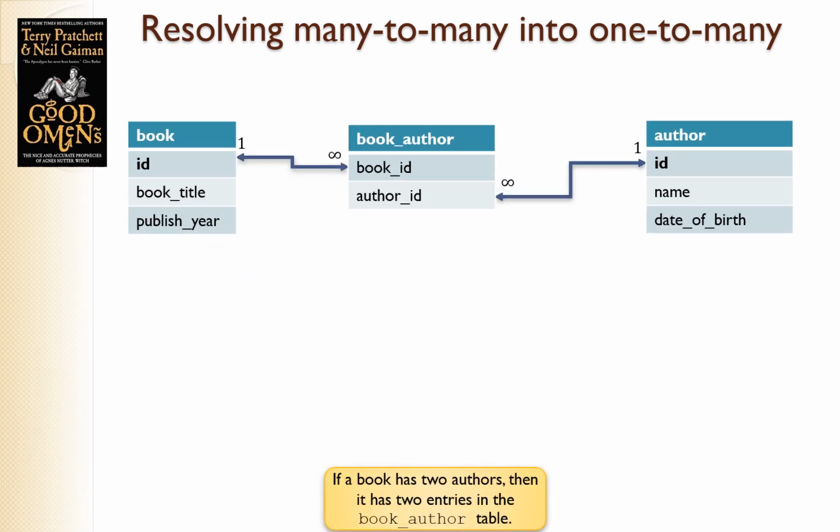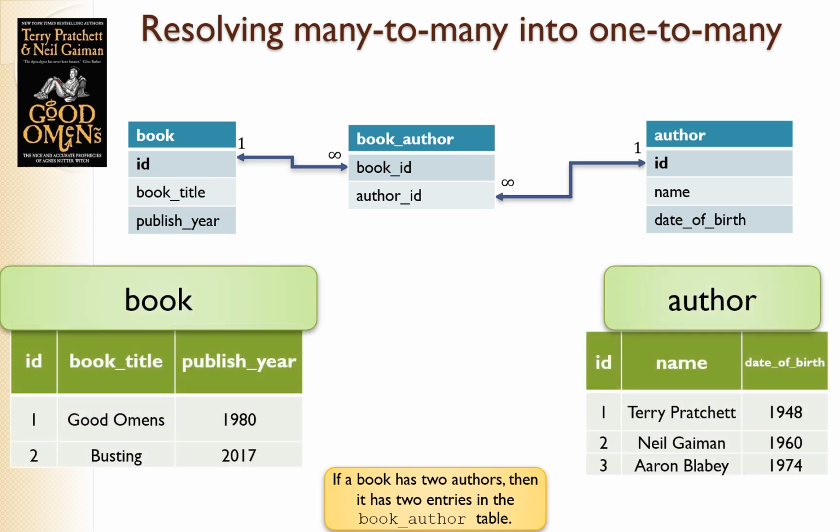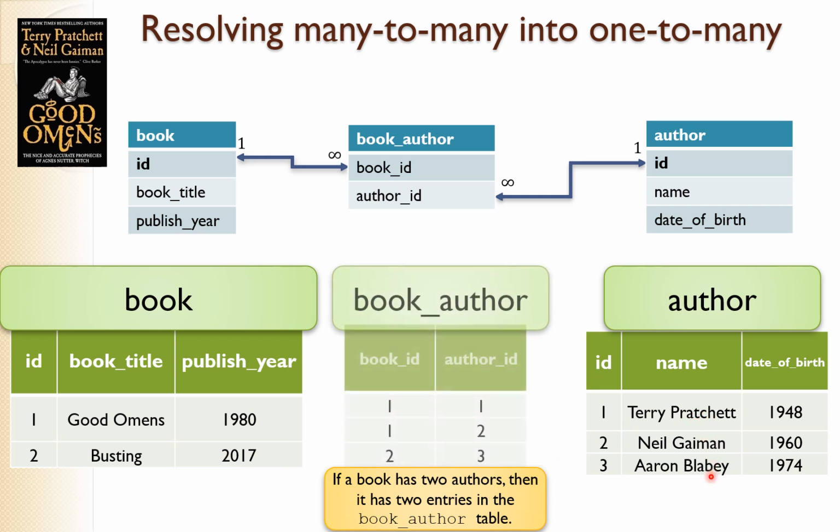So we have books and we have authors. Book number 1 is Good Omens. Book number 2 is Busting. Author number 1 is Terry Pratchett, and so on. The book author table looks like this. Now we can answer questions like, who wrote Good Omens? Well, Good Omens is book number 1, and it was written by author number 1 and author number 2.